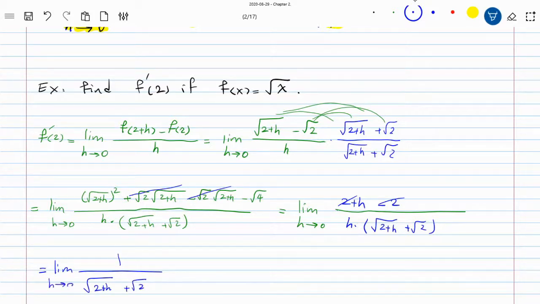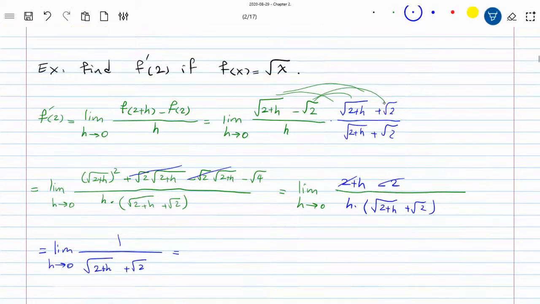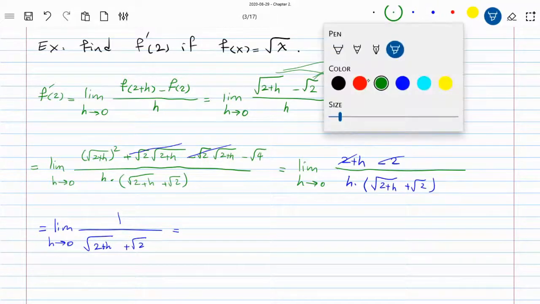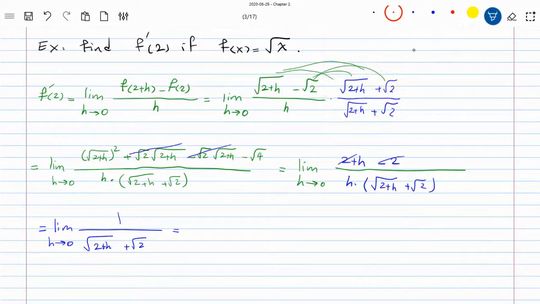As h approaches 0. And you might again ask why we didn't get rid of the square roots. The question was not to get rid of the square root. The question was to make sure that there is no 0 in the denominator. So this whole process was to get rid of that h in the denominator that makes the denominator 0.